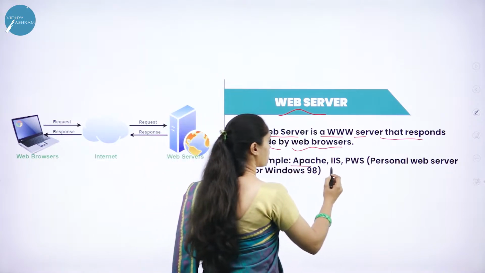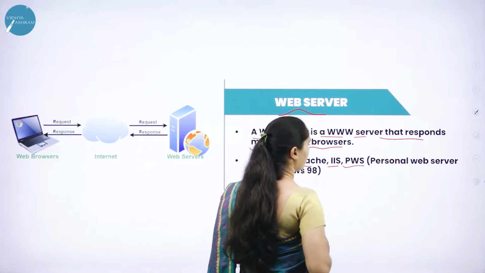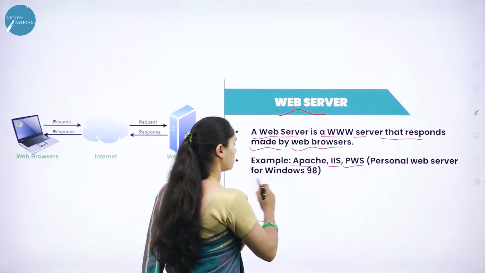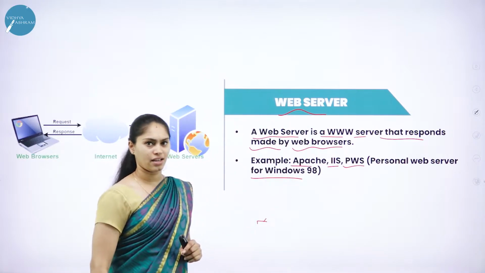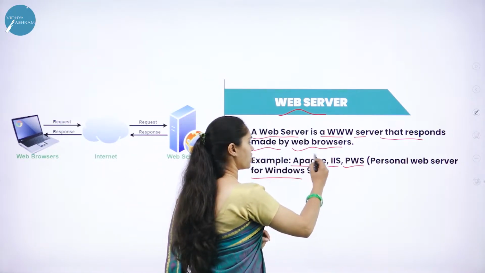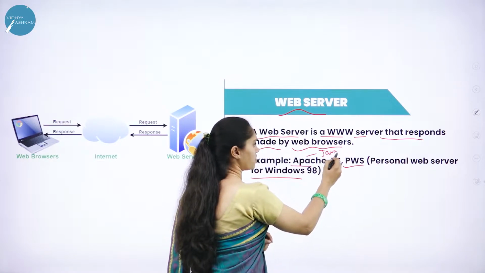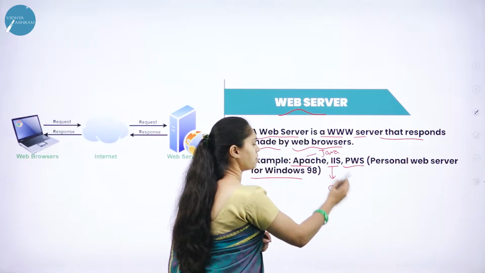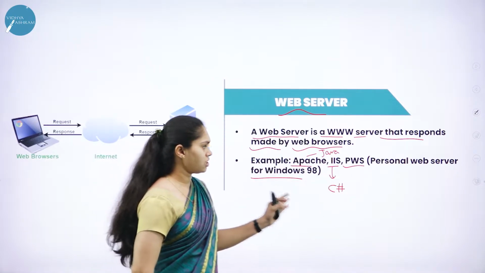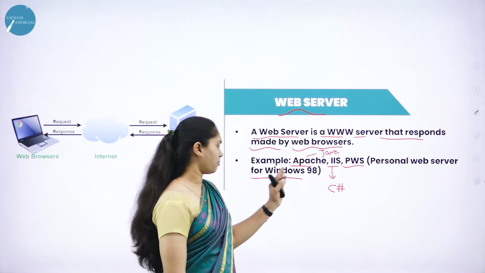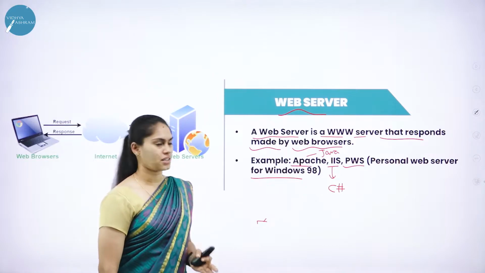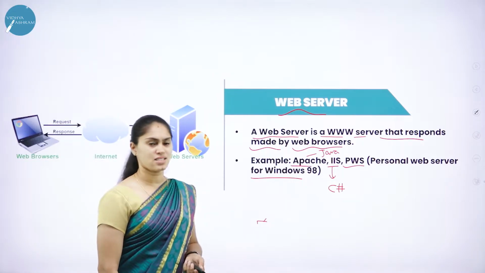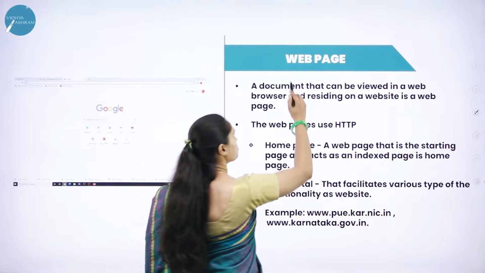What are the examples we have with respect to web servers? It includes Apache, IIS and PWS, that is Personal Web Server for Windows 98. Apache has been developed with the programming language Java, and IIS with the C# programming language. And PWS is mainly meant for Windows 98. So these are the web servers. We'll see the next topic, that is the web page.